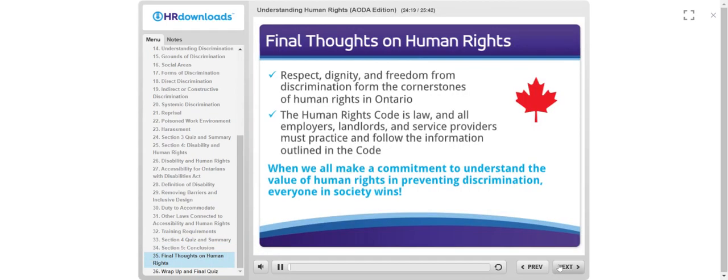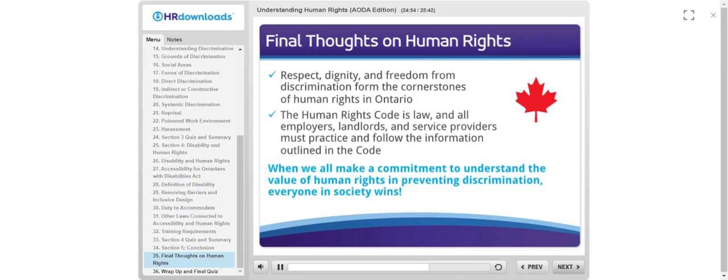Conclusion. Respect, dignity, and freedom from discrimination form the cornerstones of human rights in Ontario. These are the foundational values that flow throughout our society and our public policies. They are also the legal rights we have to support us in our workplaces, where we live, where we play, and in our daily interactions in the community. The Human Rights Code is law, and all employers, landlords, and service providers must practice and follow the information outlined in the Code in order to ensure that housing, workplaces, services, and other aspects of daily life are free from discrimination and harassment.